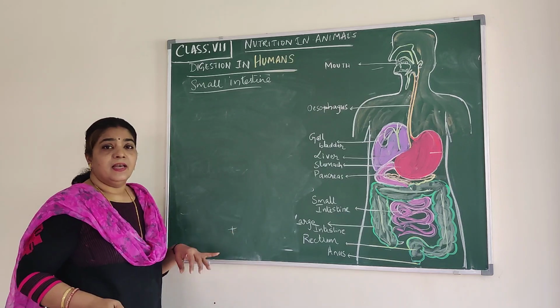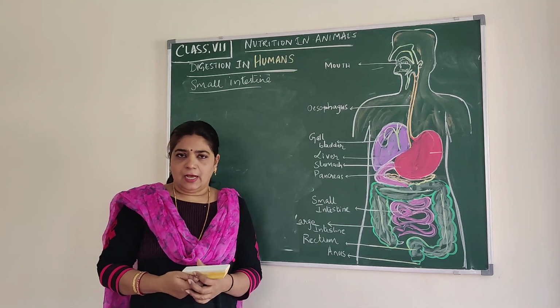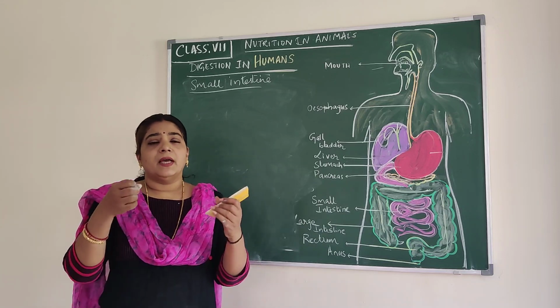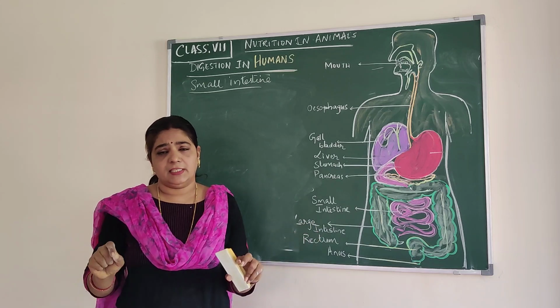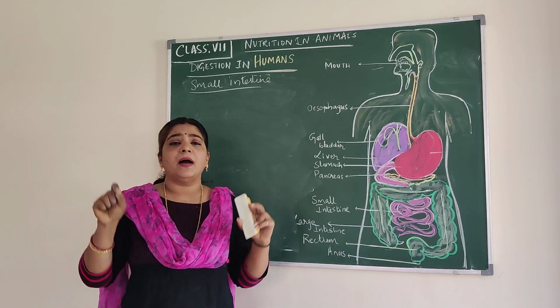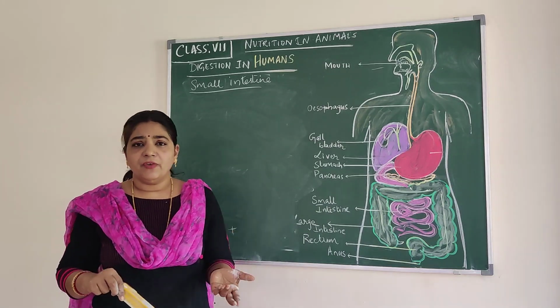Now digestion is over. What is the next step? The next step is absorption, where the digested food is absorbed. The digested food should be sent to each and every cell in our body. Each and every part of our body should get the digested food. So how is it sent?